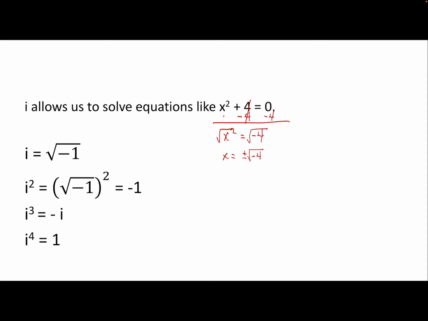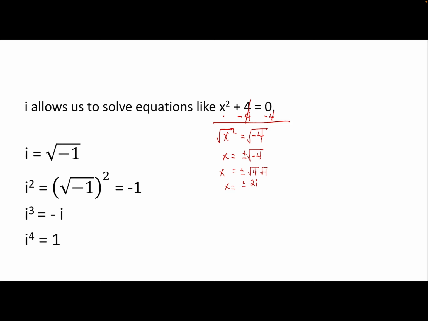So we defined i to be the square root of -1, which means that x is now equal to plus or minus the square root of 4 times the square root of -1, or 2, and the square root of -1 is defined to be i. So our answers to this equation are plus or minus 2i. So it's helpful to understand how i works.